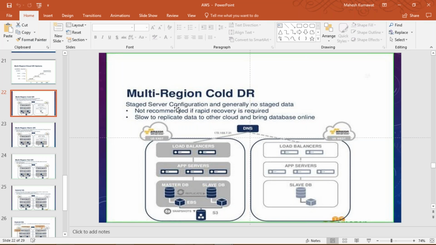Stage servers configurations and generally no stage data; not recommended if rapid recovery is required. It is slow to replicate data to another cloud and bring the database online. So if your region goes down, then there is a problem. But if your region does not go down, then you can go from master to slave, and it will replicate in the same region, and it will take a little time. So it is cold DR. If your company is not paying too much money for it, you go for the cold DR, my dear friends.